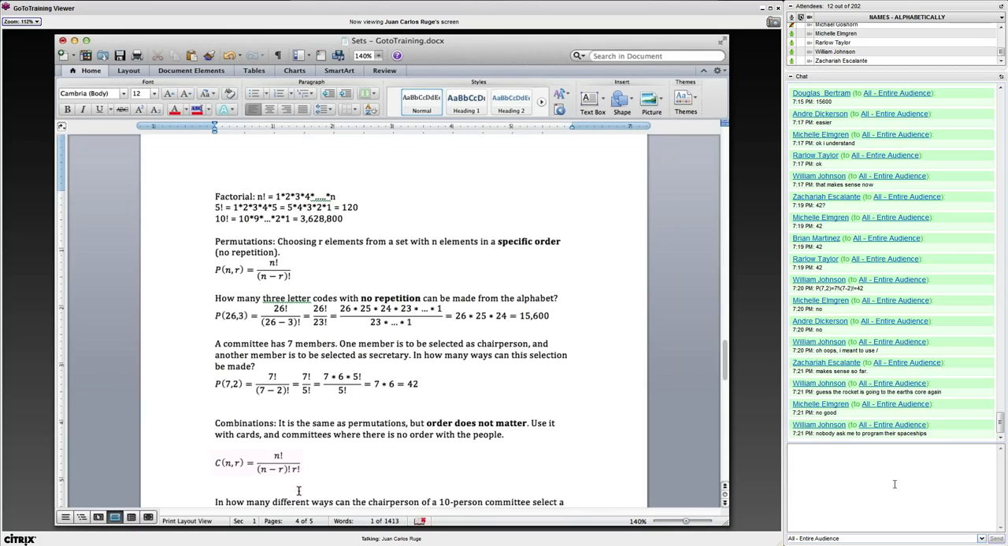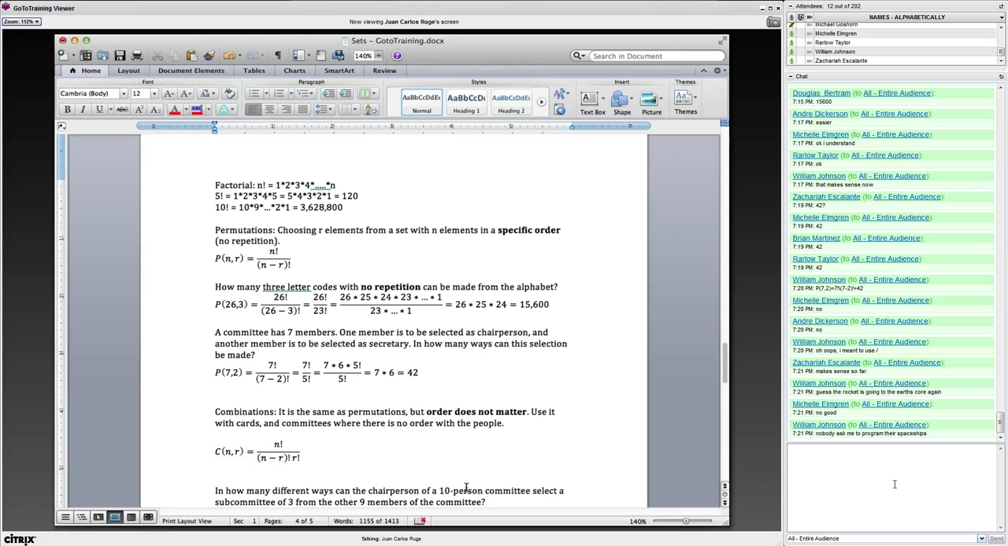So look at this. In how many different ways can the chairperson of a 10-person committee select a subcommittee of 3 from the other 9 members of the committee? In the previous example, we needed to select people specifically, chairperson and secretary. Here, we're only choosing 3 people. We're not saying for one thing or for another thing.